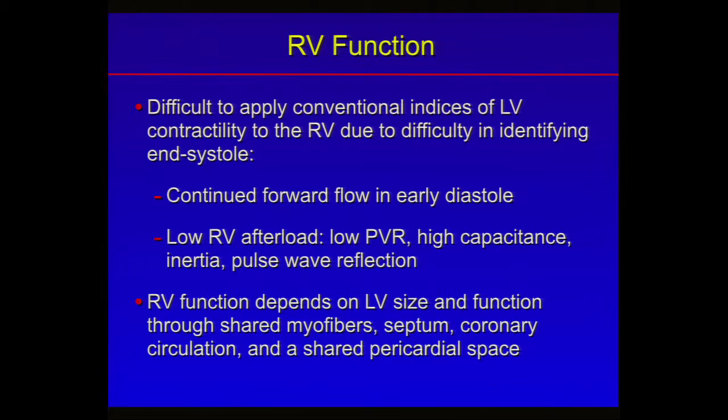And remember, I just told you that the right ventricle squeezes in a peristalsis-like motion. So it depends what part of the right ventricle you want to identify as ending its contraction. In addition to that, the right ventricle encounters low afterload. There's low pulmonary vascular resistance, high capacitance, inertia, pulse wave reflections, all of these combined to make it more difficult to identify the precise time of end systole on the right side of the heart. And we know that RV function depends on LV size and function through shared myofibers, the septum, coronary circulation, and shared pericardial space.